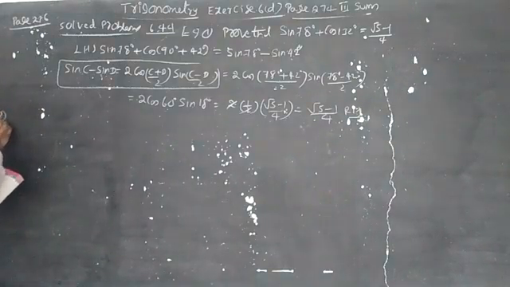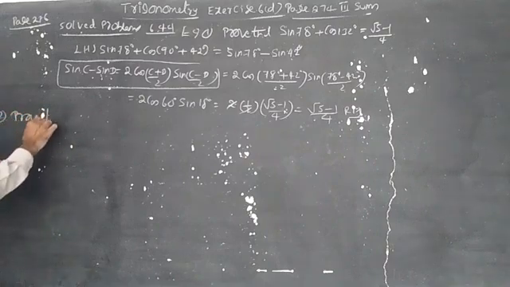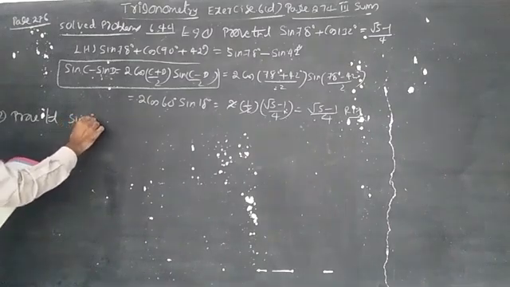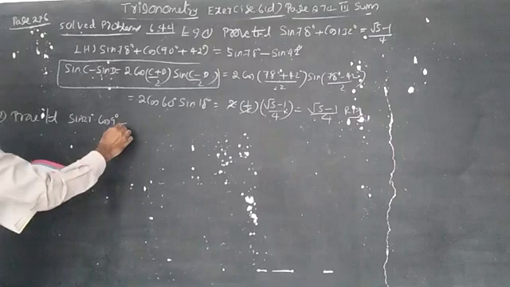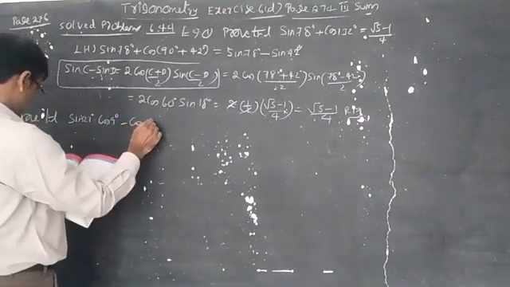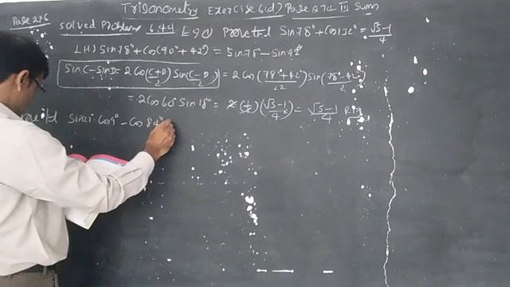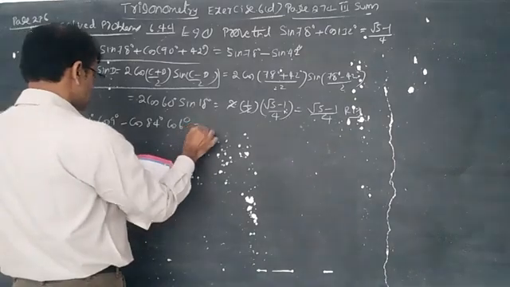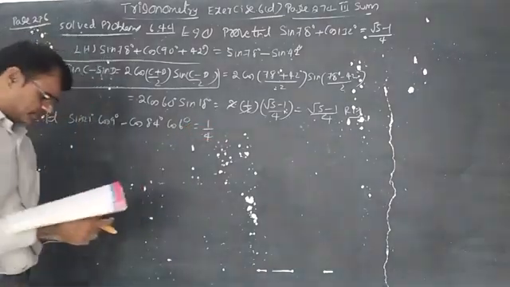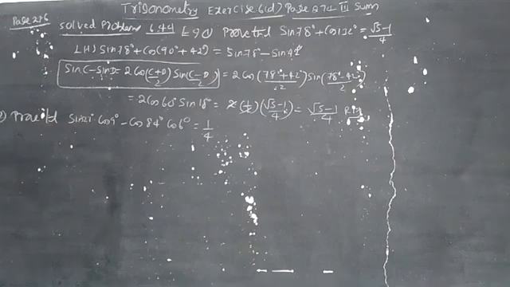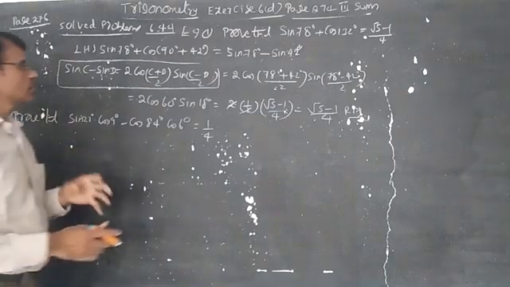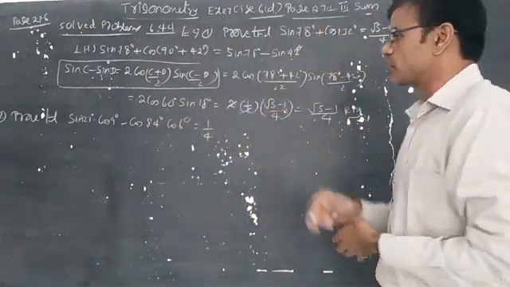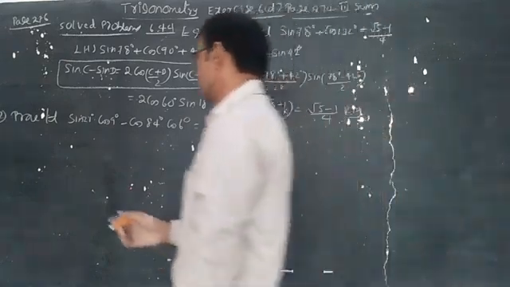Now the second question. Prove that sin 21 degrees into cos 9 degrees minus cos 84 degrees into cos 6 degrees is equal to 1 by 4. In the first question we converted sum to product. Here we should convert product to sum.